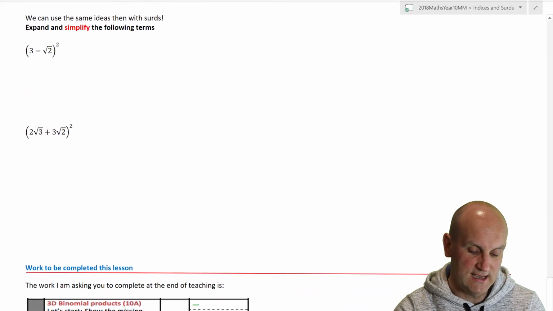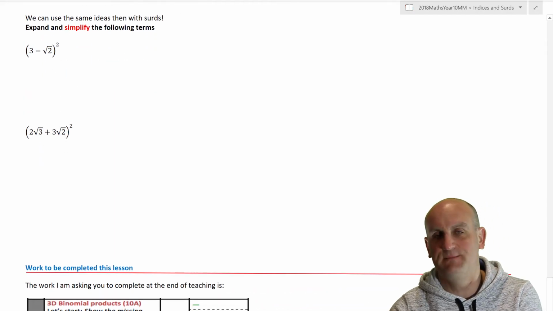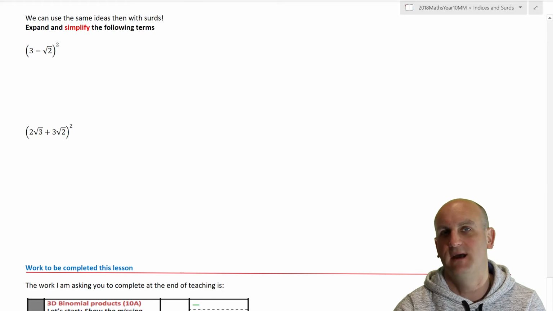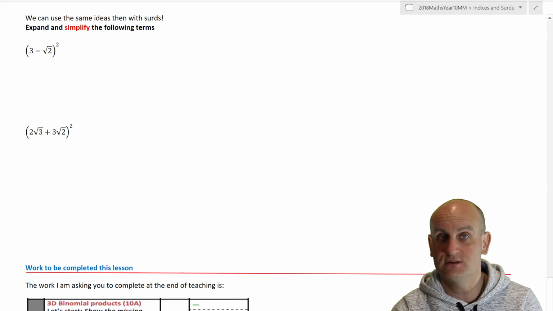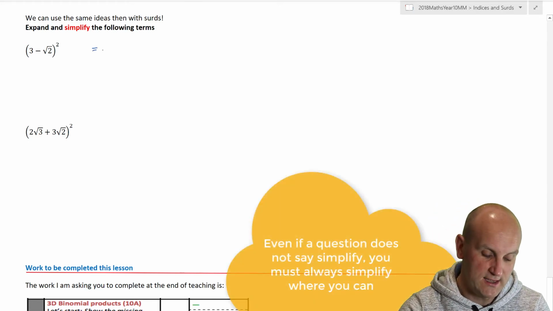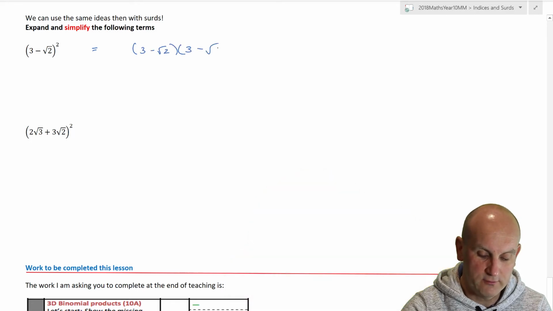We can use this idea to simplify and expand, or as my question says, expand and then simplify these things. They've got surds in them. So I see a square term. All right, 3 minus root 2 times 3 minus root 2.